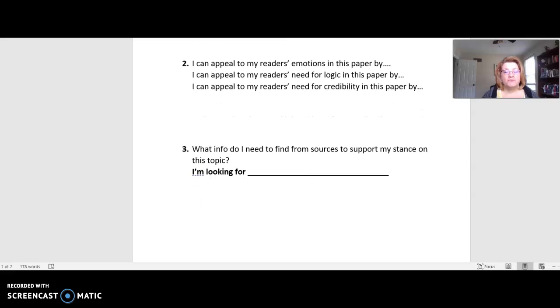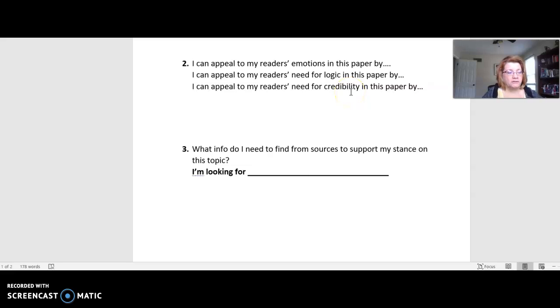Then remembering that now you are the one using rhetoric to try to convince your audience as opposed to the one analyzing somebody's rhetoric. How can you appeal to readers' emotions in this paper? How can you appeal to their need for logic? And how can you appeal to their need for credibility? You know, given that you're a fairly young person, what are you credible enough about on this topic, or do you need to bring in some sources to do that? The paper assignment itself does not require outside sources, but you may need it to do some of these things.